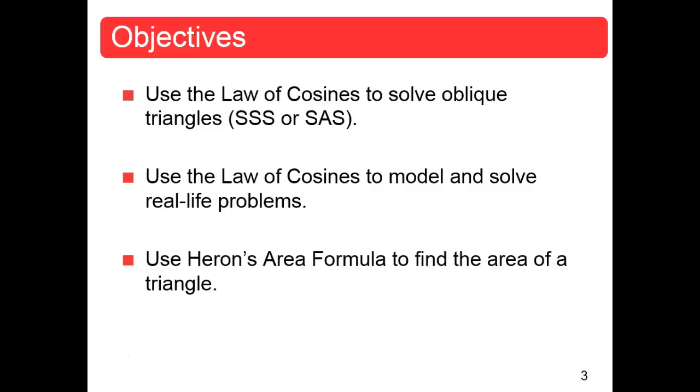That is, if you have a triangle, you don't know any angle, you know the 3 sides, you can use the law of cosines. No way to use the law of sines with that because you don't have an angle to pair with. Or, if you have a side, an angle, and a side, you don't have a pair you can do, law of cosines works there too. And those are the 2 cases we'll use law of cosines. We'll also use law of cosines to model and solve some real life type problems.